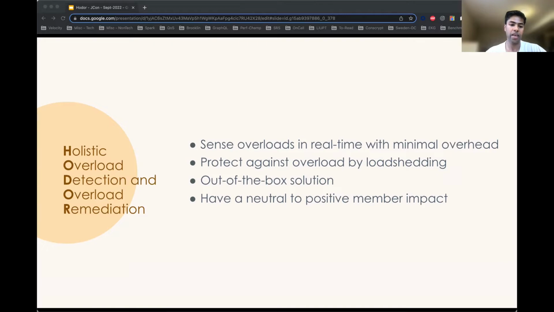The third goal is to provide an out-of-box solution that works for all LinkedIn services without service owners or SREs needing to tune the algorithm. And lastly, the most important goal here is to have a neutral to positive member impact. Everything that we do is to improve our member experience, and a solution that would result in a net worse member experience is unacceptable. With that, I will hand it over to Salil to talk about the various overload detectors that we've built.